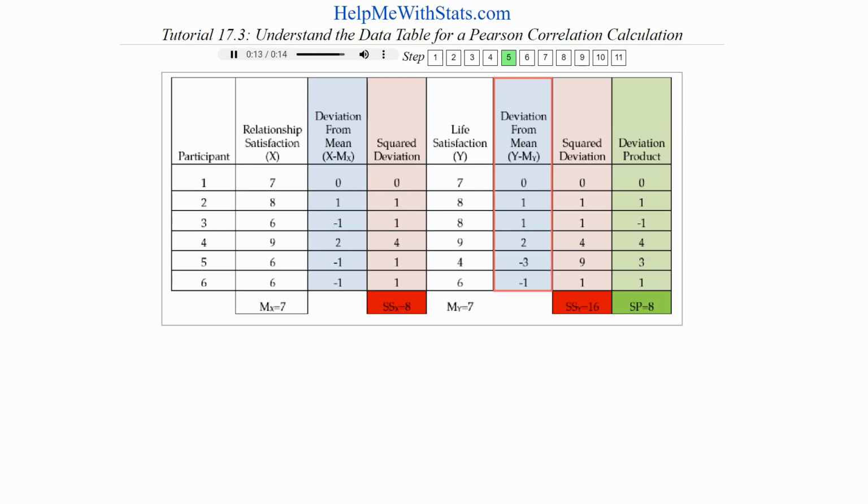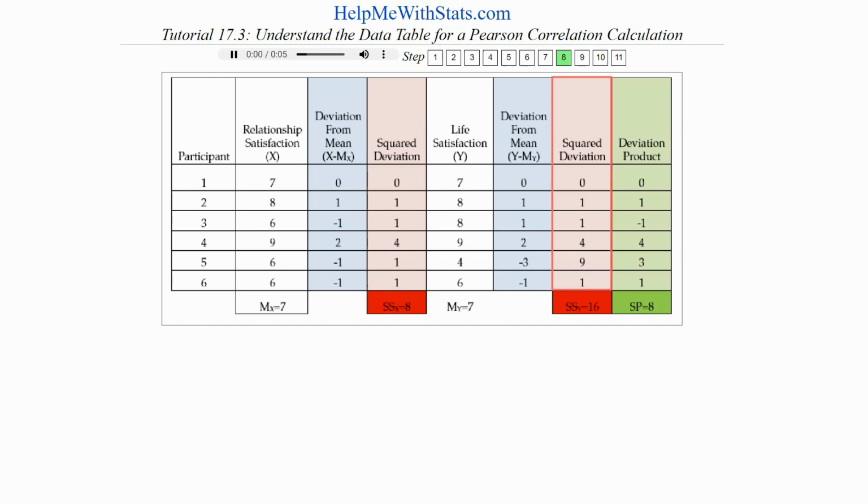score itself. In pink, we have the square of the relationship satisfaction deviations for each score. These squared deviations are summed to equal the sum of squares for the x variable of relationship satisfaction. With these data, the sum of squares for the x variable is 8.